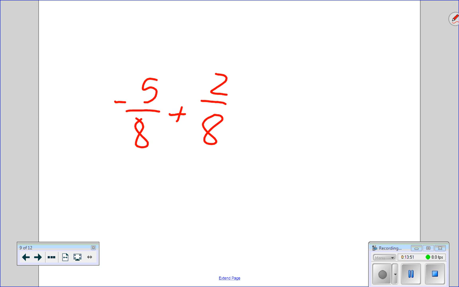Okay, so I'm keeping the 8. What's my top number going to be this time? I have negative 5 plus 2. And negative 3/8 is what your answer should be. Negative 3/8. How are we doing? So far, so good? You've got to tell me. If you need some more examples, you've got to tell me.